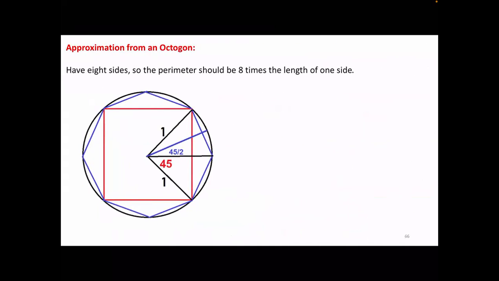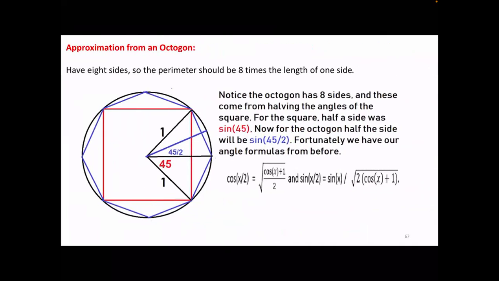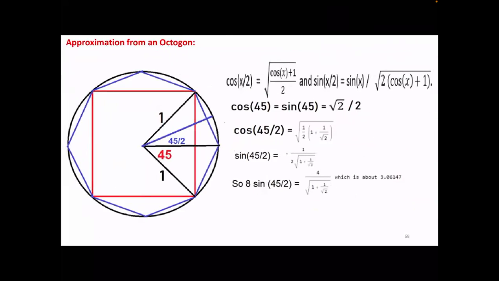And so when we start to do that, the perimeter should be 8 times the length of one side. And so when you go through the calculation, using the cosine of x halves is the square root of (cosine x plus 1) over 2. And similarly for sine, when the dust settles, we get the perimeter is 8 times the sine of 45 over 2, or 4 over the square root of 1 plus 1 over square root of 2, which is about 3.06.